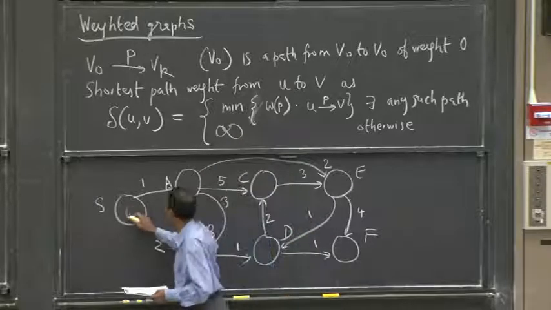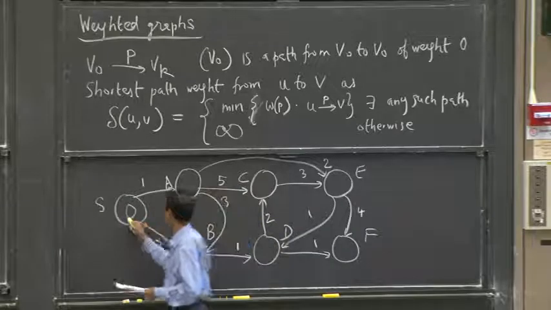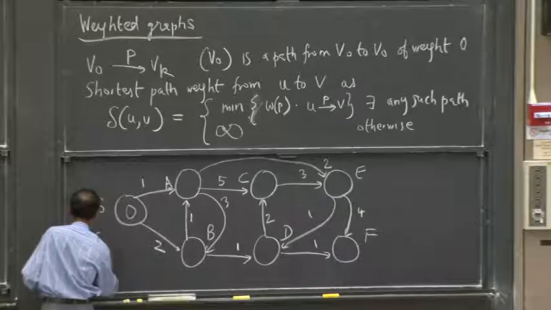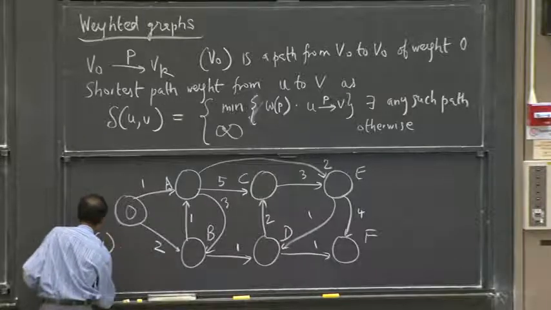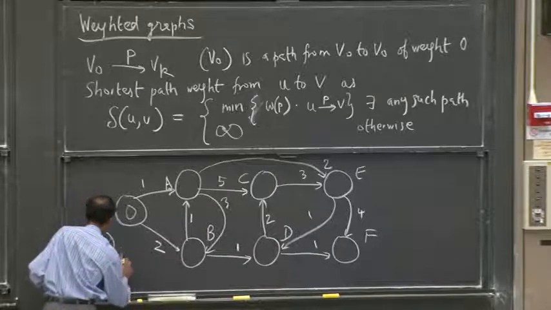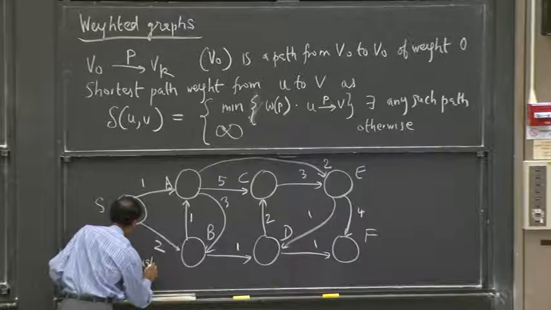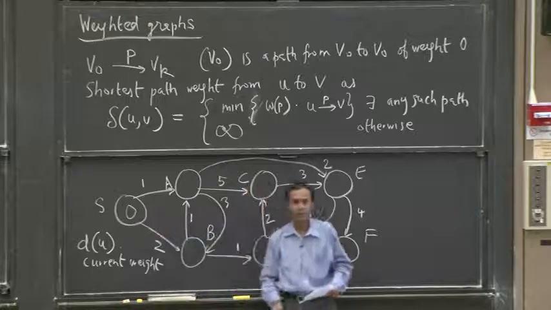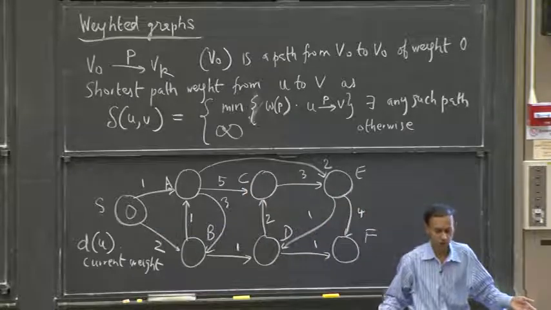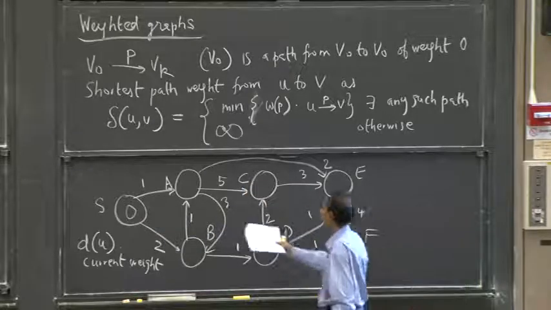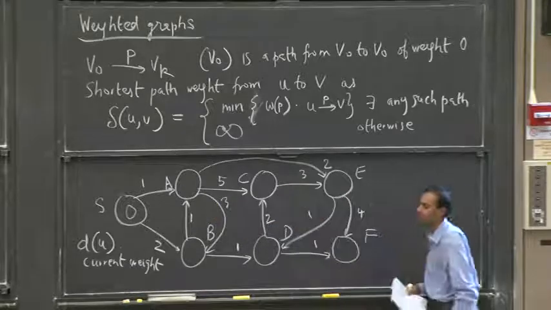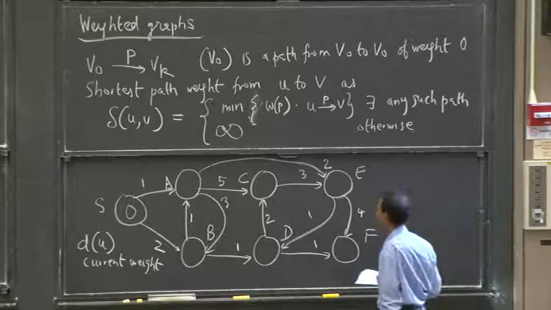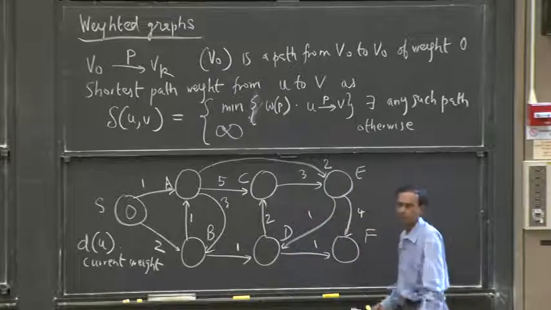So I'm going to say that the numbers that are inside each of these vertices, so d of u, is the current weight. And so initially, I'm going to start with d of s being 0, because that's the source. And all of these other ones are going to have, I'm not going to write this down, infinity for their d of v's. So d of A is infinity, d of B is infinity, etc.